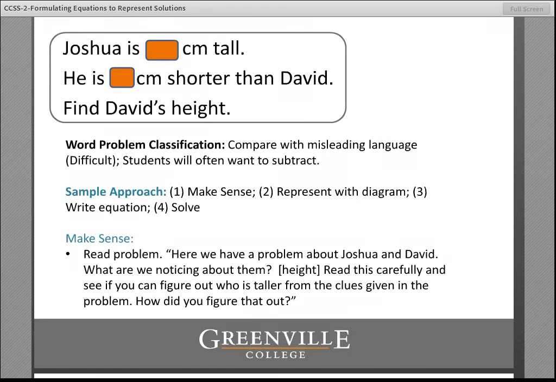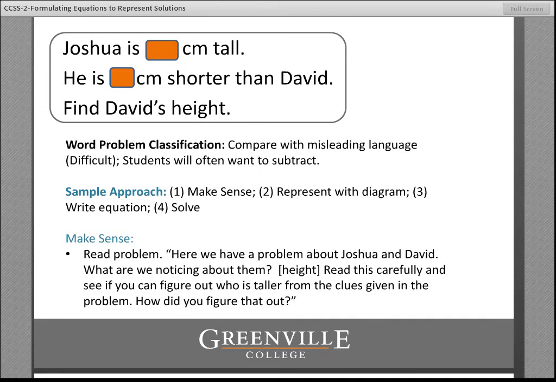In this case, I've covered the numbers because I want them to focus on the second sentence to figure out which boy is taller without even seeing the numbers. I might have them turn and talk to one another so everyone gets a chance to justify their thinking and or critique the reasoning of others, as suggested by Mathematical Standard of Practice 3.